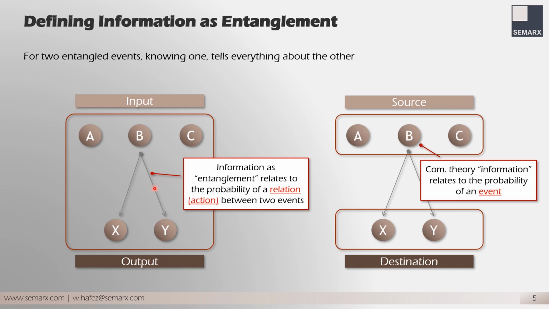So when we talk about a relationship, it means we need one or more events. There is no relation without two events at least. And that is the difference between the definition we are adopting here and that of communication theory. So again, we are talking about relationships between events or entities or features or parameters, and not about the parameters themselves.